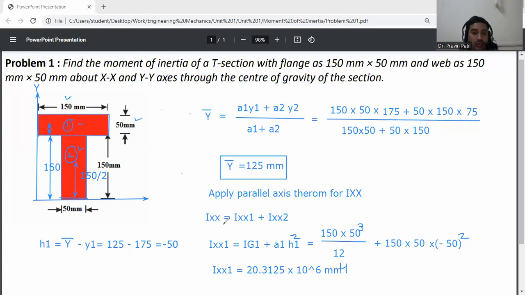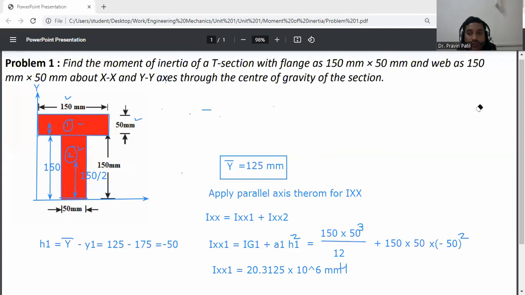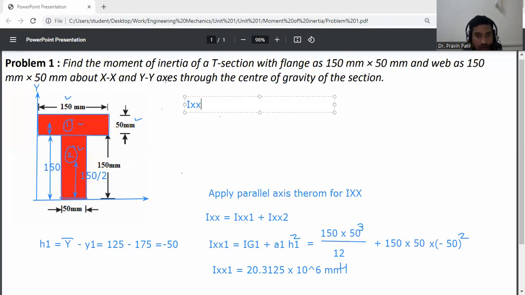Now calculate Ix2, and Y bar is 125. Ix2, this one is the second part. Here B is 50 mm and D is 150 mm. Because the Ix formula for a rectangle is BD cube by 12, so 50 into 150 cube divided by 12 plus A2.